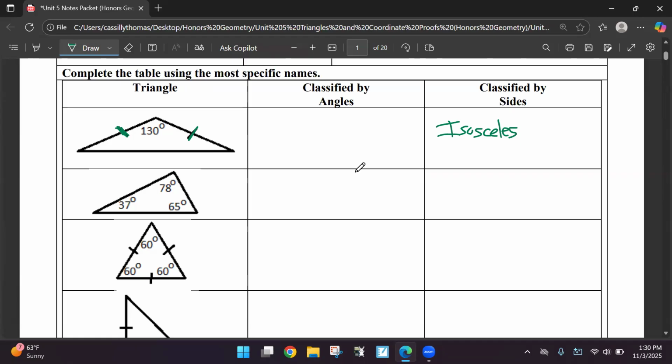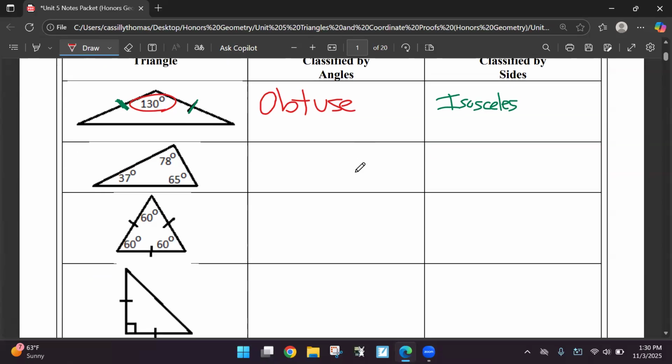If we classify it by the angle, here's the angle. It's 130 degrees. That's an obtuse angle, so this is an obtuse triangle. If we classify this triangle altogether, this would just be an obtuse isosceles triangle. The next one: look at all the angles. Those are all acute angles. So it's definitely an acute triangle.